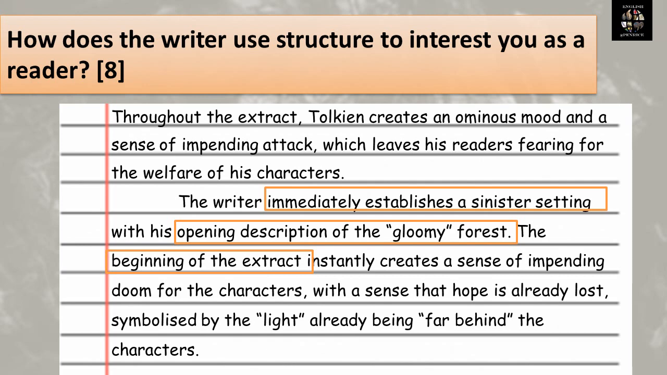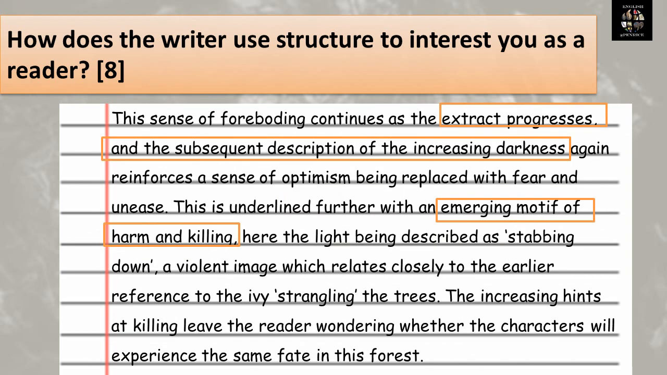Okay, and I've highlighted here where I've picked up on the key structural feature that's being used by the writer. So immediately establishing a sinister setting, the opening description of the forest, and the beginning of the extract. The opening, the beginning, that's a key structural feature. Got to make sure I'm referencing it when I'm answering a question on structure. But I've also delved into the effect of it. So it's creating a sense of impending doom. It's creating a sense that hope is already lost. And I've also used evidence from the text as well. The description of the gloomy forest, and the symbolism of the light being far behind the characters.